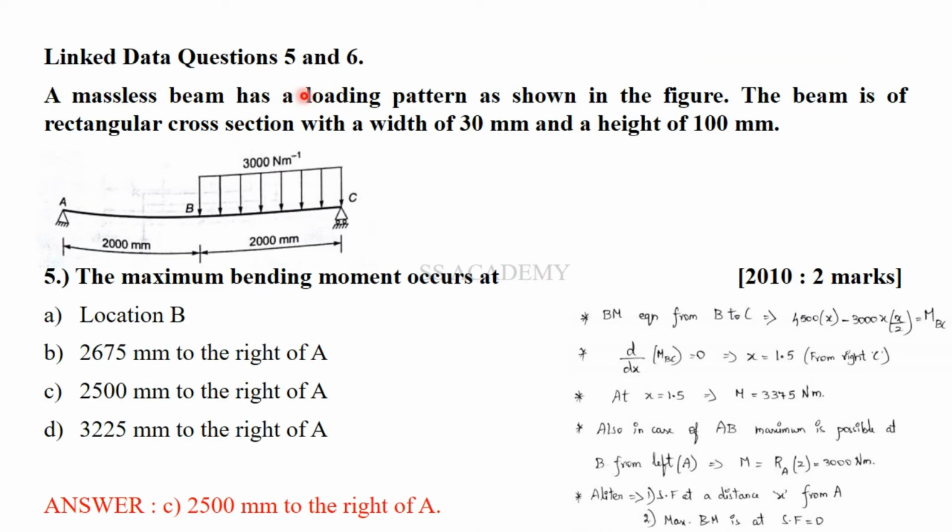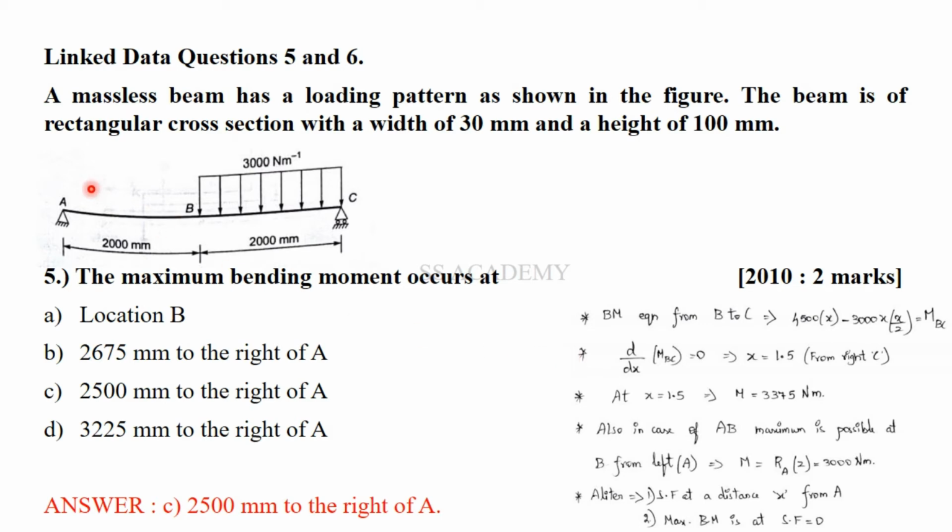Linked data questions 5 and 6. A massless beam has a loading pattern as shown in the figure. The beam is of rectangular cross section with a width of 30 mm and a height of 100 mm. And this diagram and this data belong to both the 5th and 6th questions. They have asked the maximum bending moment occurring point, and they have given different locations. It is a 2010 GATE 2-mark question. I haven't given the free body diagram. This is because you people have to make the free body diagram and determine the reactions.